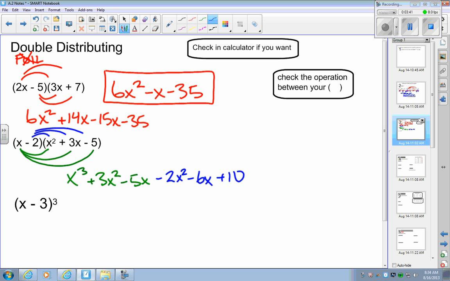Make sure the -2 times the -5 gets you to positive 10. Go ahead, collect all your like terms.